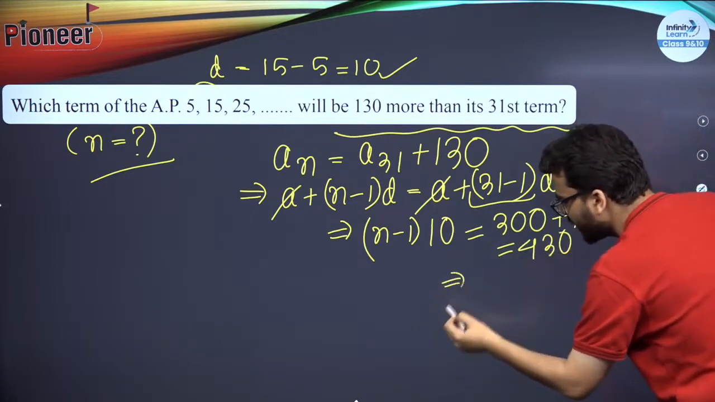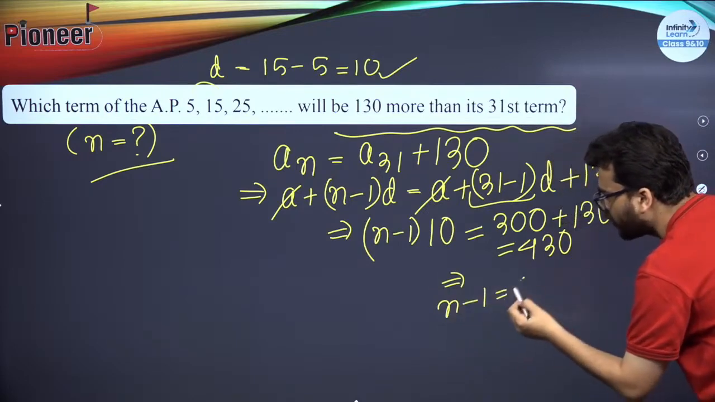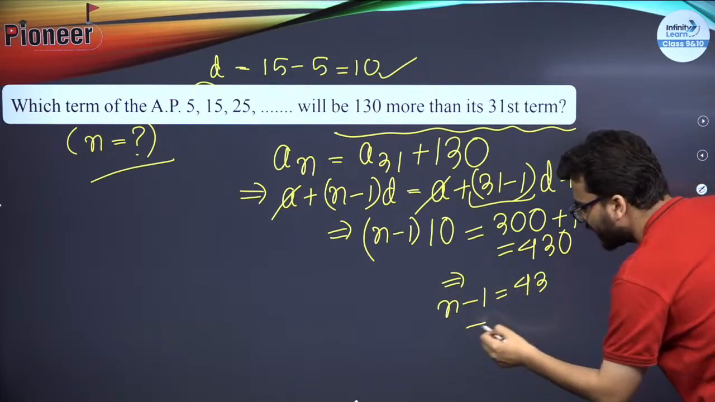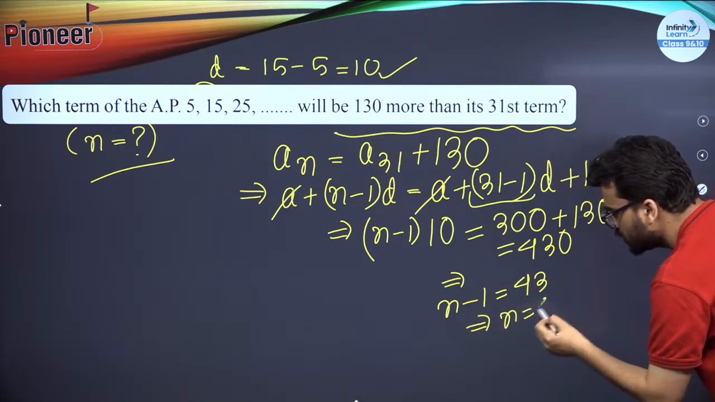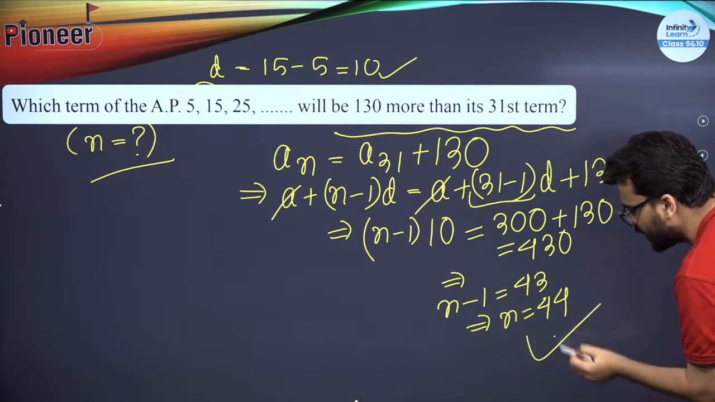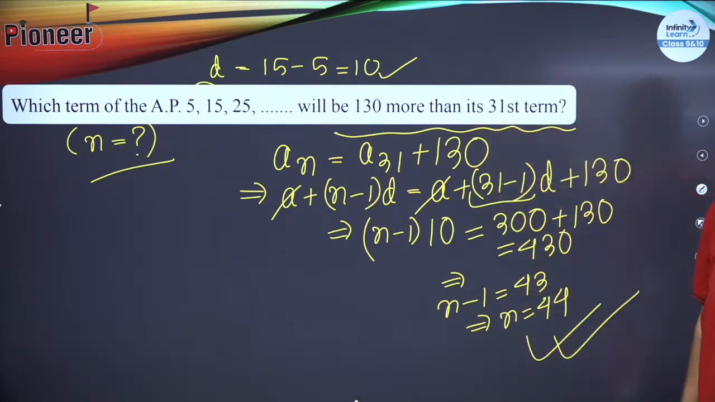So can I not say that n minus 1 will be equal to 43? So I can say that n is equal to 44. So 44th term of this AP is 130 more than its 31st term.